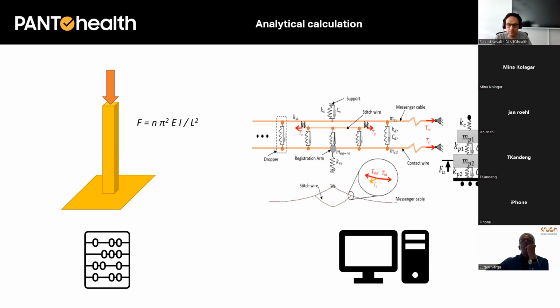But when the system is getting more complicated, like the overhead catenary system, where we do the modeling and simulation from a mechanical point of view, and Jan does it from an electrical point of view, they have similar equations, but when the number of components gets larger, the complexity of the equations grows, and you have to do it via computers.